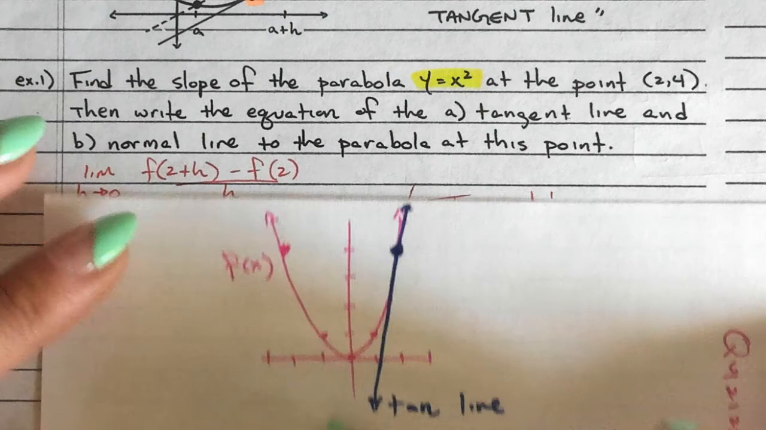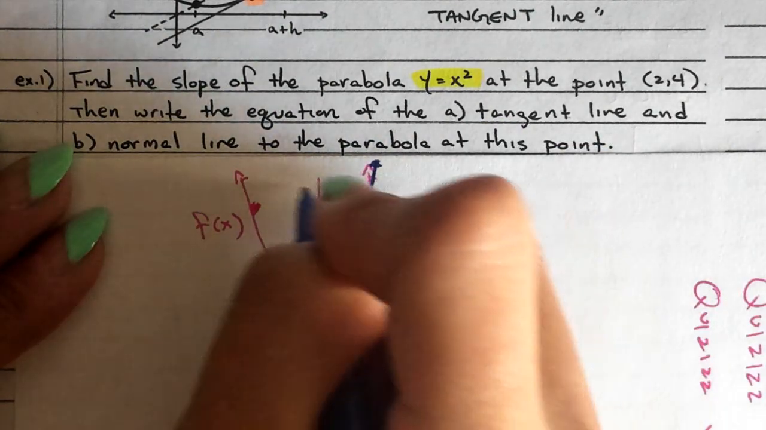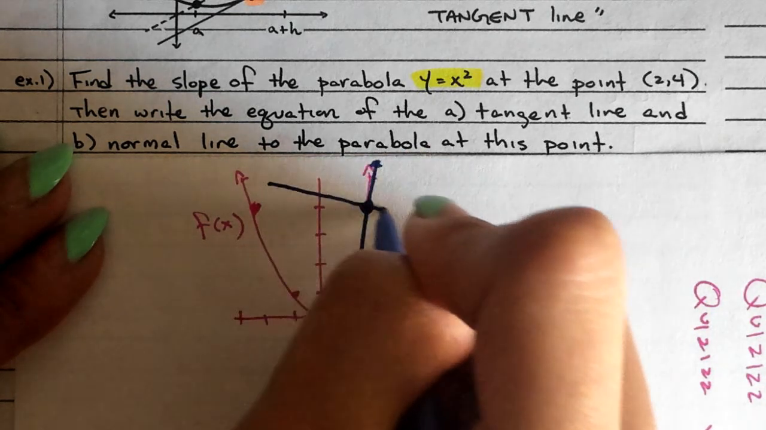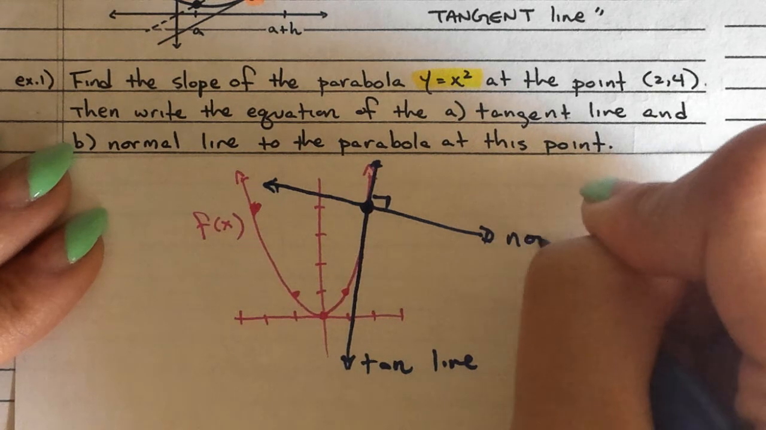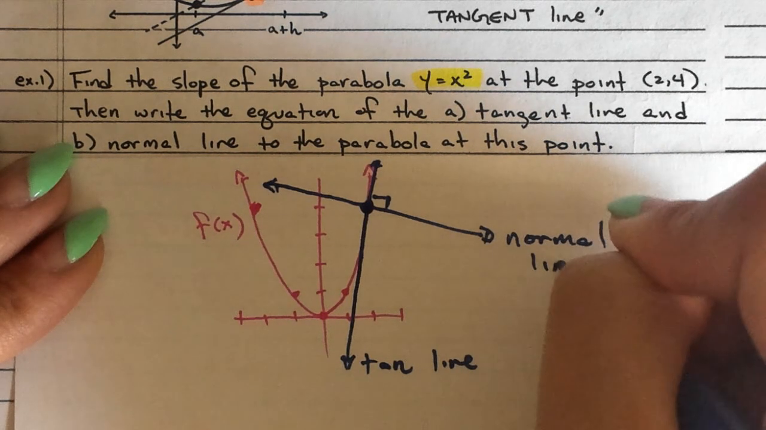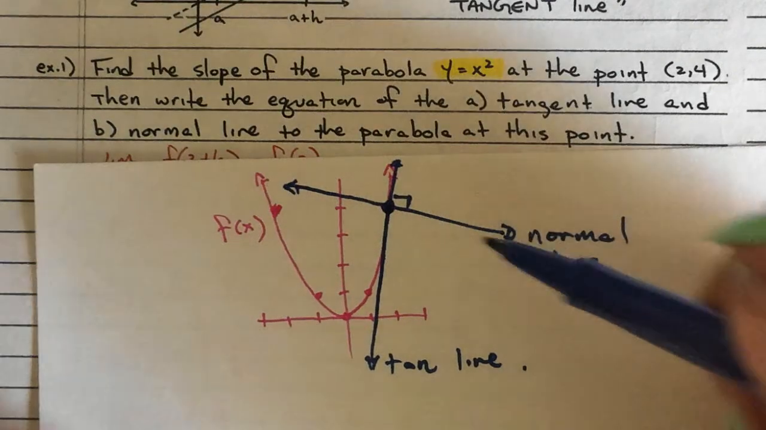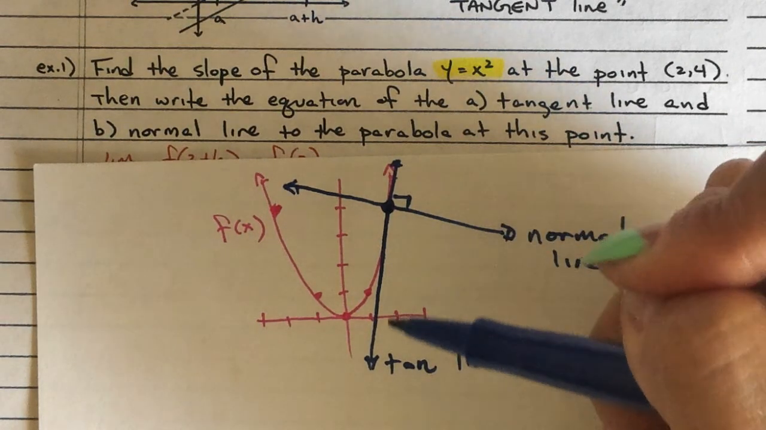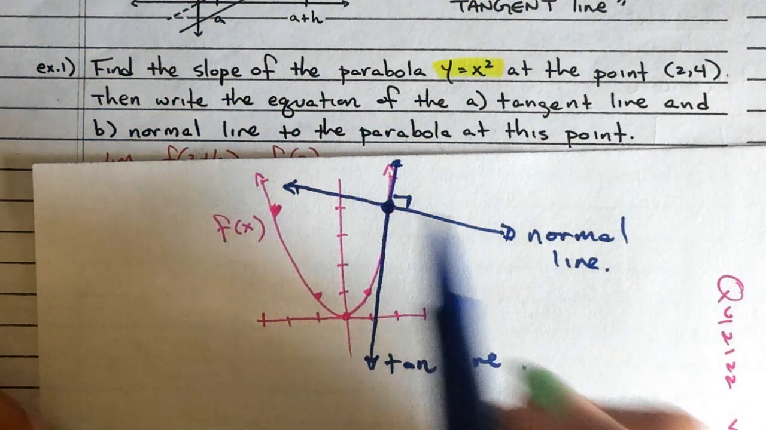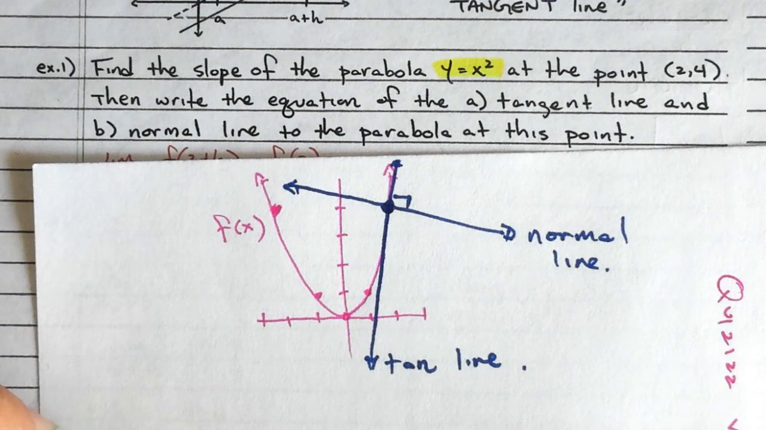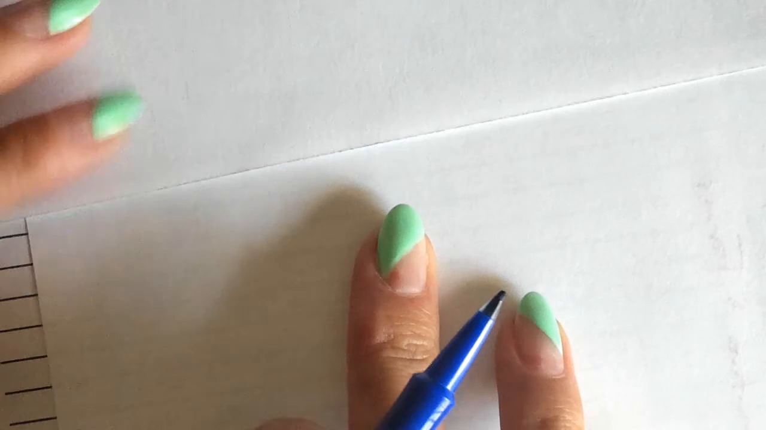The slope was 4. And then my normal line would be, I take that tangent line, I make a 90-degree angle right through that same point. And this would be my normal line. So just so you can kind of see what we're actually finding. We're finding a slope, and then we're making a line using that slope through whatever point, and then a normal line would be perpendicular to that original tangent line. Okay? So here is number 2.